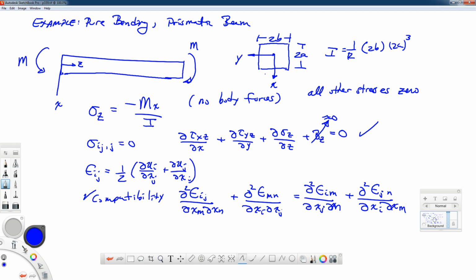Alright, so what we really want to do now is investigate what our displacement fields are for this particular beam. So we're going to work with our strain displacement, and then we'll come up with a set of partial differential equations to integrate for those displacements. Let's make a little bit of room.